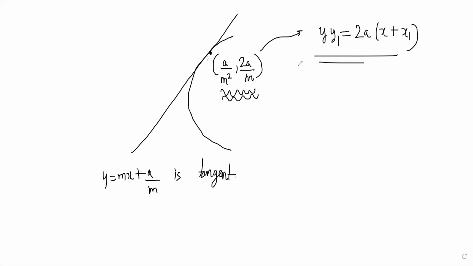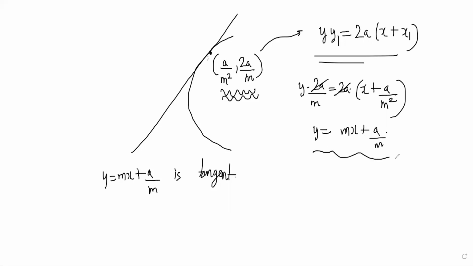And now if you put it in this, you will get y into 2a by m is equal to 2a into x plus a by m square. So 2a cancels, you get y is equal to mx plus a by m, right? So the tangent at this point is definitely this line, right? So now we know if y is equal to mx plus a by m is the tangent, it is tangent at a by m square comma 2a by m, right? Okay.